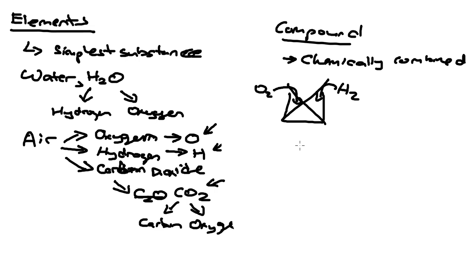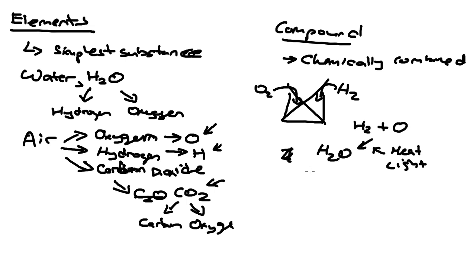And how does this process work? You have to give it some sort of energy. For example, water. We know that water is a compound because it's chemically combined. How this is created: you have 2 units of hydrogen, you have a unit of oxygen, and you give it energy. Energy can come in the form of heat, or it can come in the form of light. As long as you have enough energy, you can create a chemical reaction for the hydrogen and the oxygen to bond and create water.